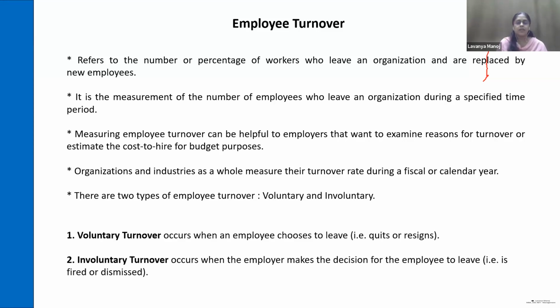So voluntary is when an employee decides that he or she should leave the organization by himself or herself. So the employee quits or resigns, maybe because they have got a new job or are not feeling like working anymore in the organization, or are thinking of moving somewhere else. So reasons can be many.